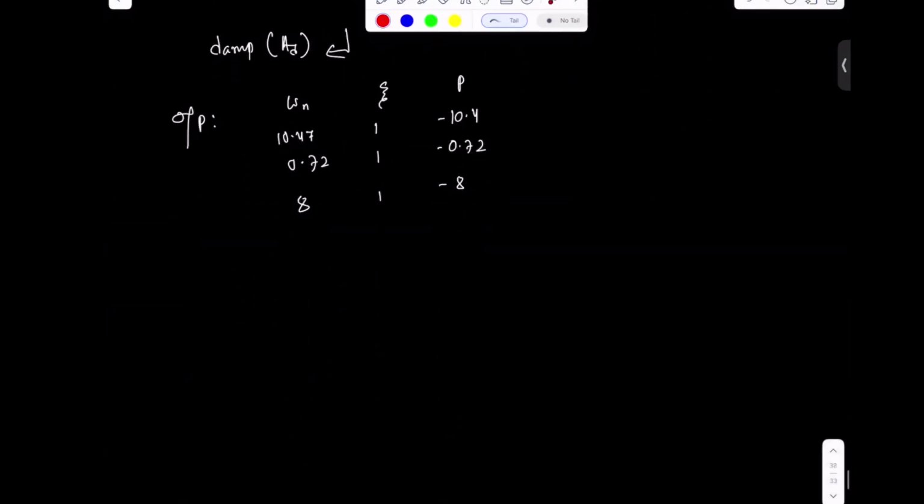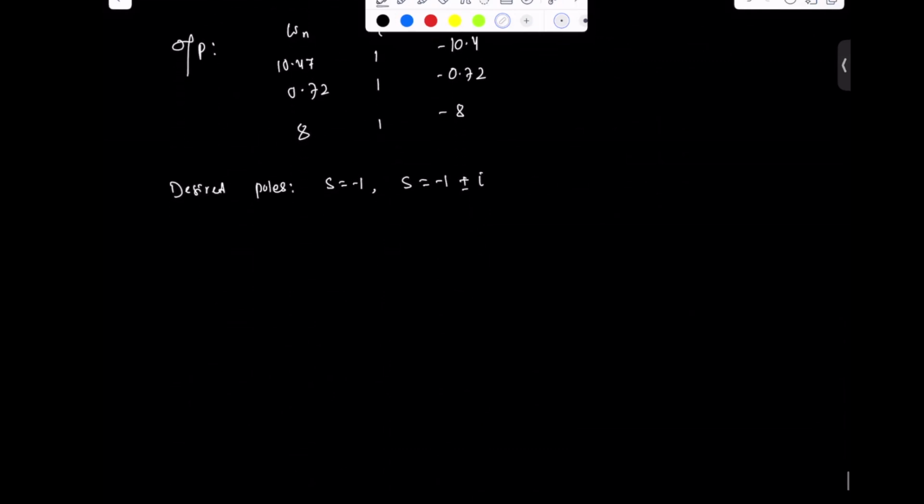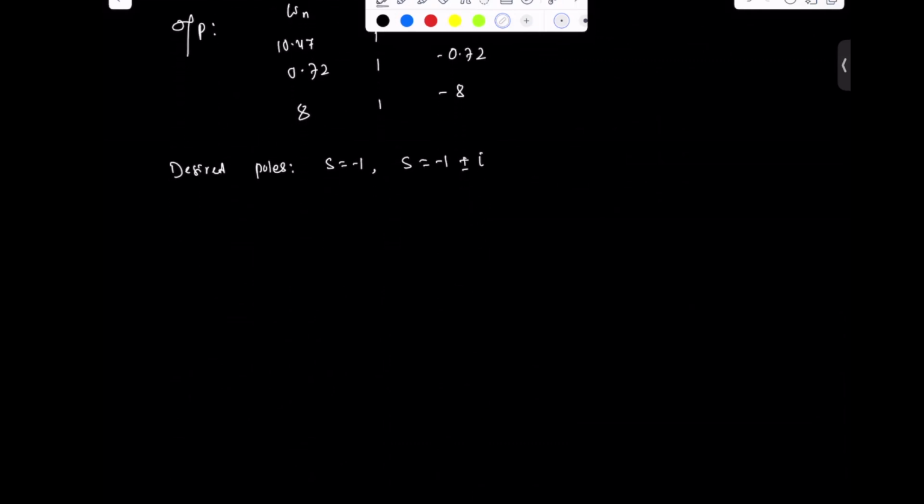So the desired poles given to us are s equal to -1 and s equal to -1 plus or minus i, right? Now, if you remember, we can use the place command to get the control gain for these particular poles that we had in the previous example. Please go back to the last lecture.